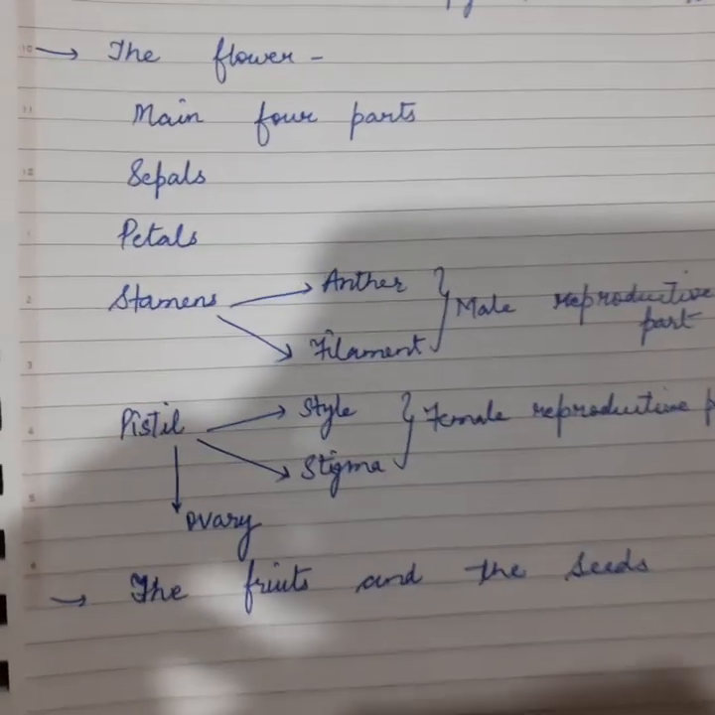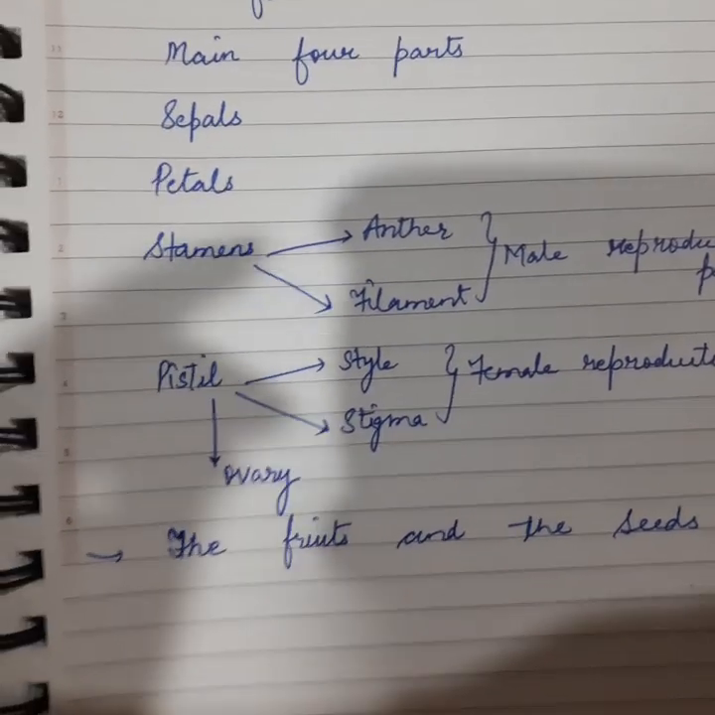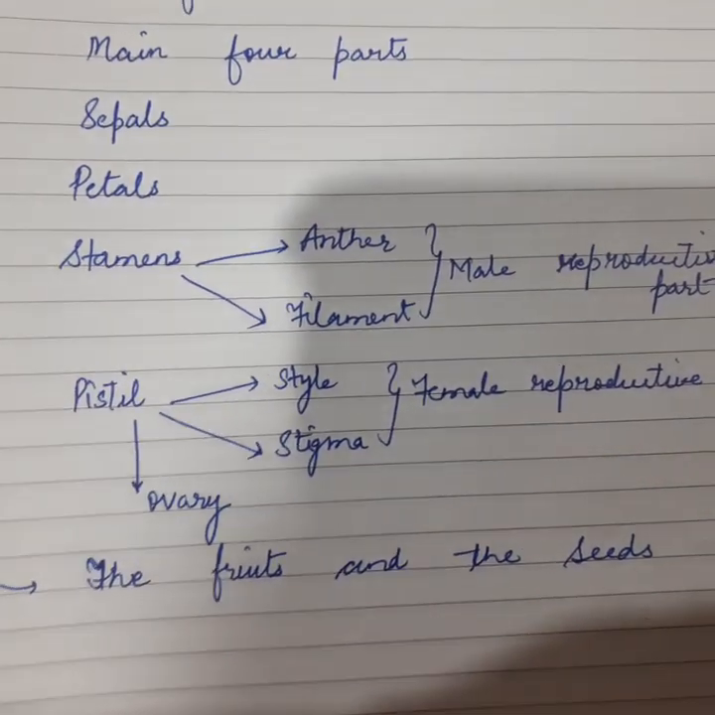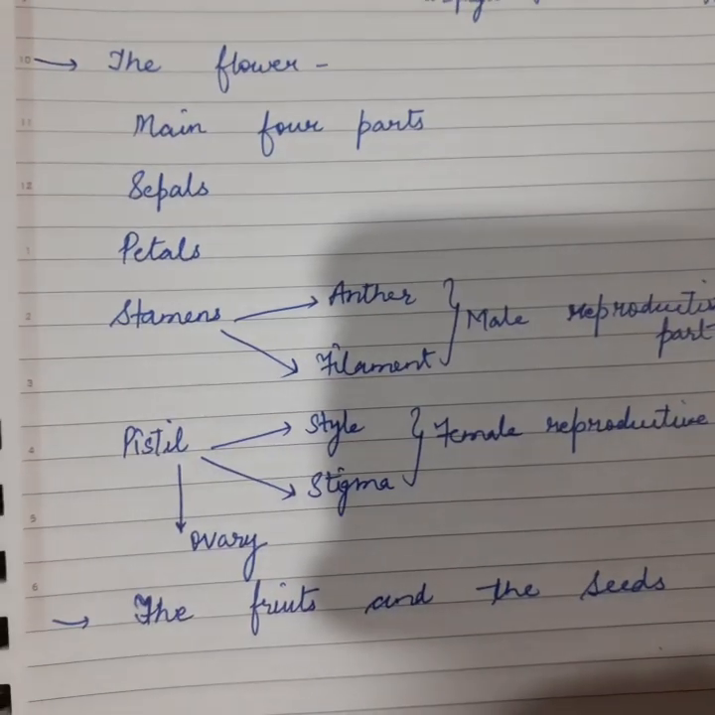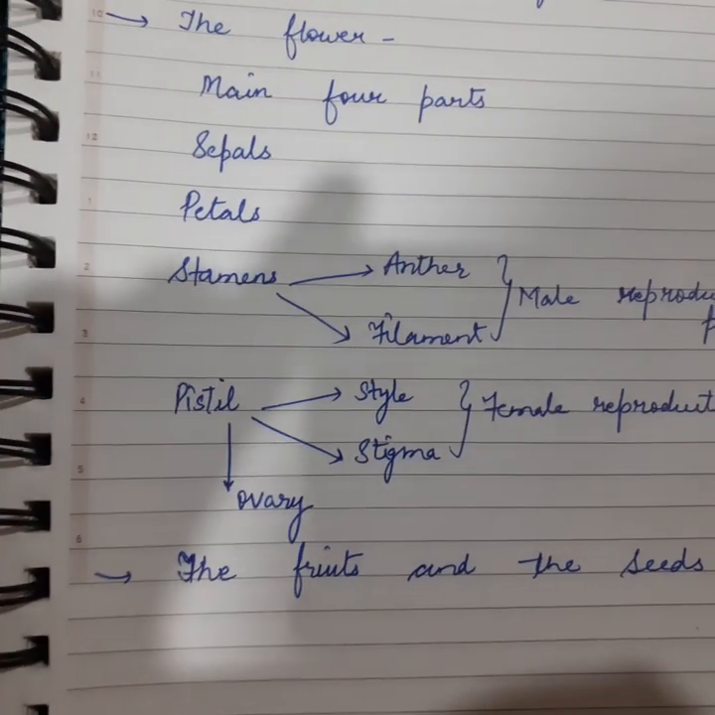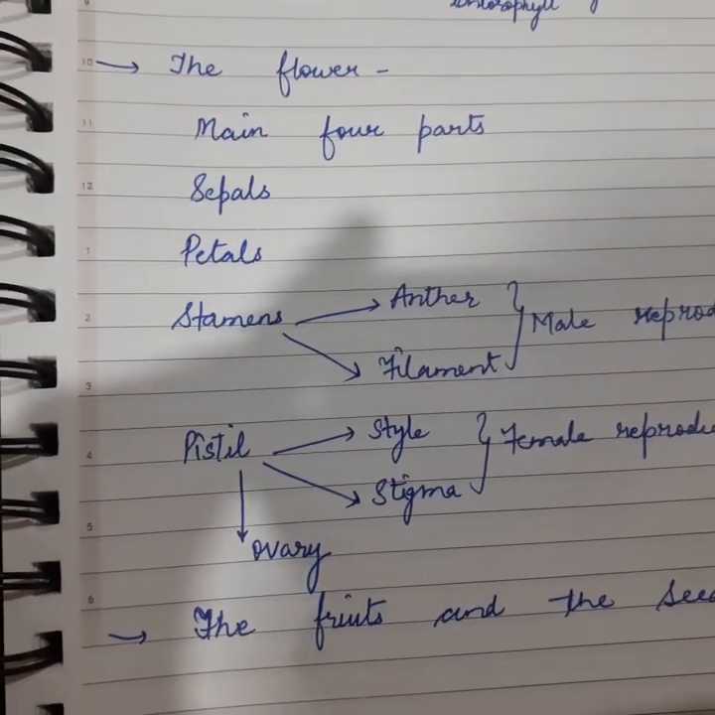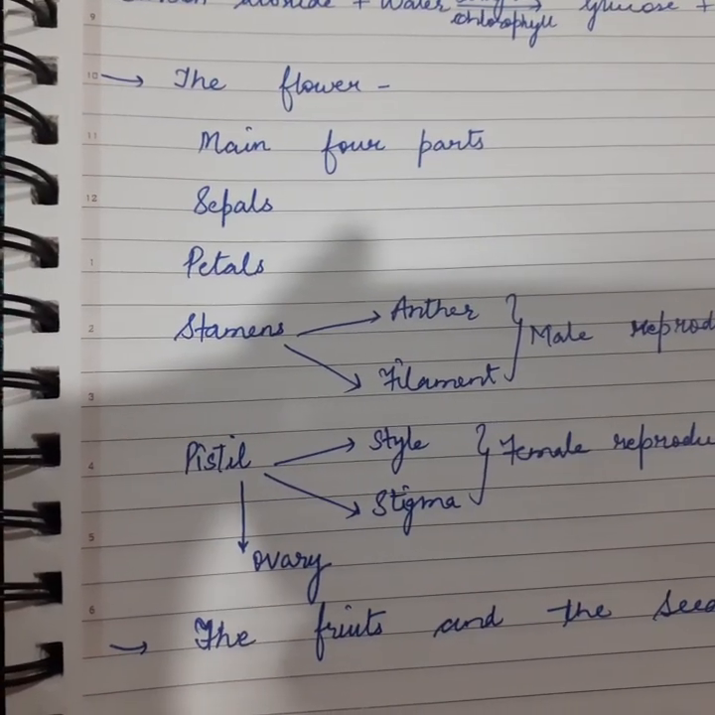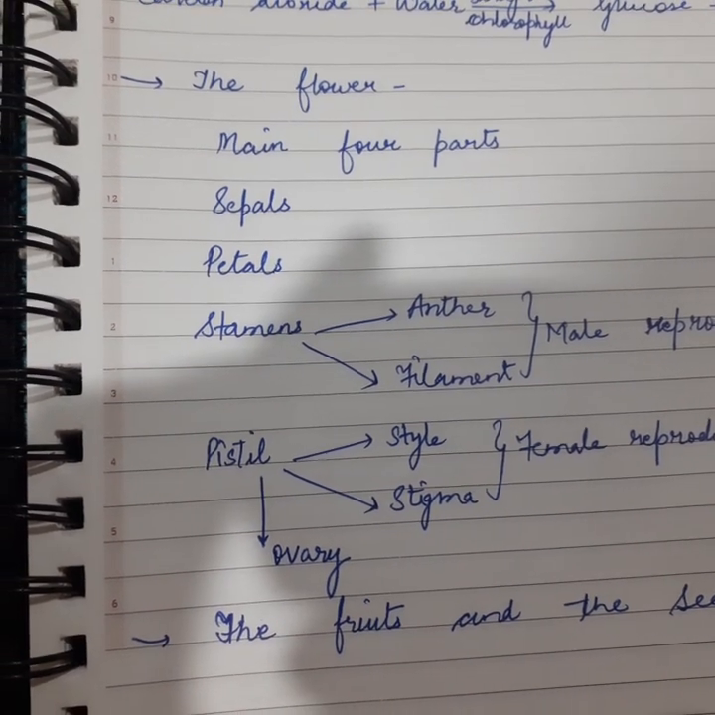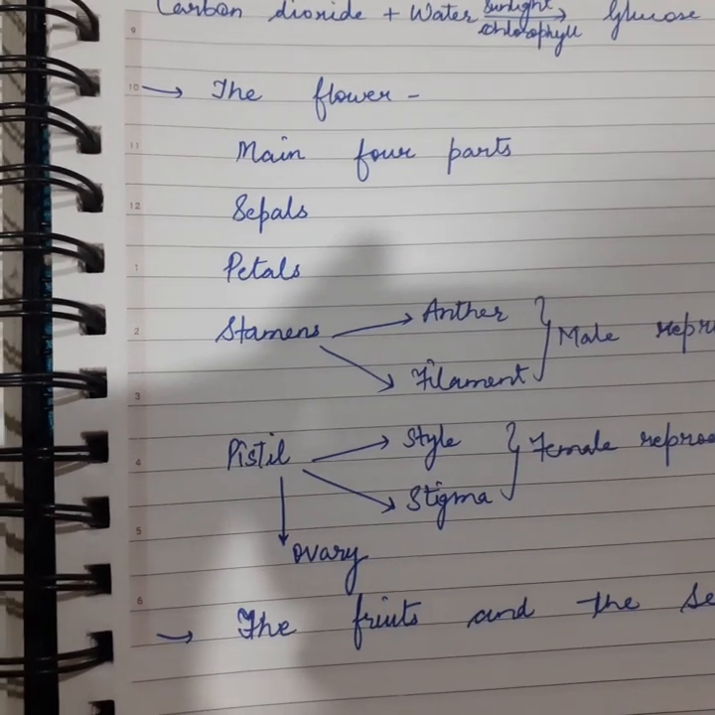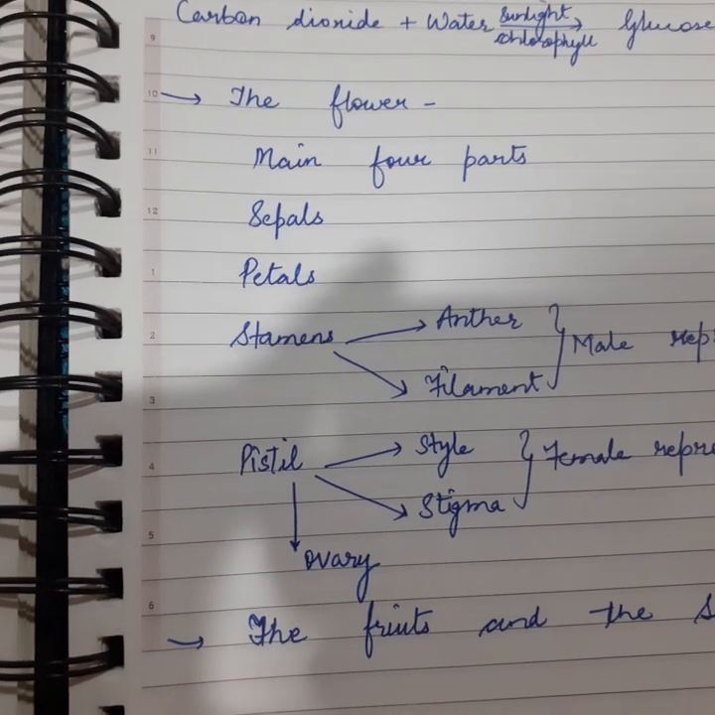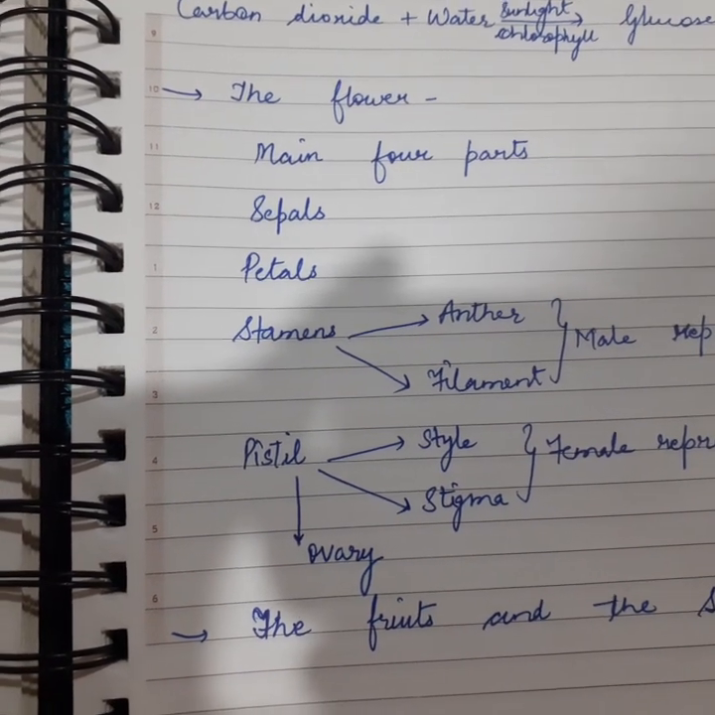The next part is flower. Flower is the colorful part of the plant, and when a seed germinates, first it carries root, then stem, then leaves, and after that it carries flowers. Flower help us in reproduction.